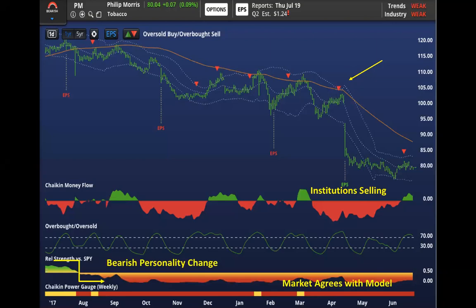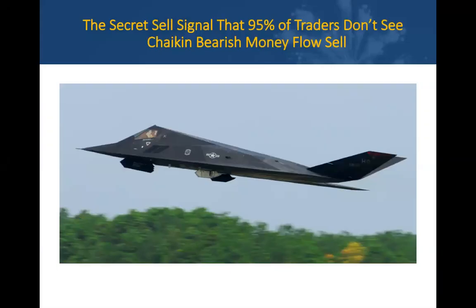And then look what happened when they reported a disappointing quarter. Remember, I told you that the power gauge can be your GPS during earnings season. This is what I meant by that. And that was a wonderful trade. Stock dropped from 102 all the way to 80, almost in a straight line. Bearish personality changes, you need to respect them, because they tell you something has changed.